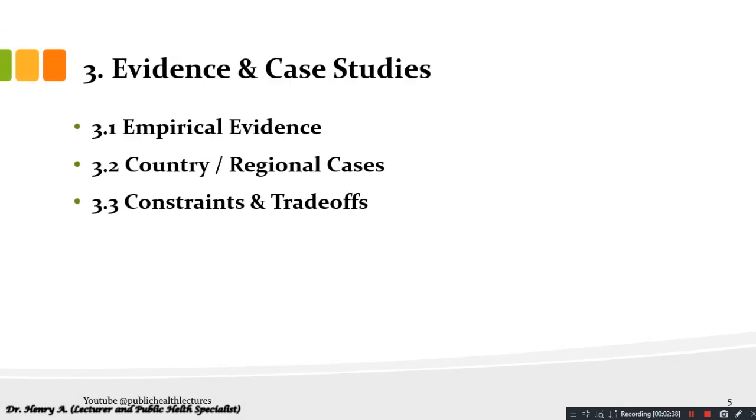Under number three, which is the evidence and case studies, we'll be looking at empirical evidence, how practically this has worked and what it has looked like. We'll also be looking at country and regional cases from different aspects of the world. And then we'll look at some of the constraints that they experienced, and then some trade-offs, some challenges that have been experienced in the past. And that will also give us a limelight, to give us a direction as to what is expected and how to be able to overcome them.